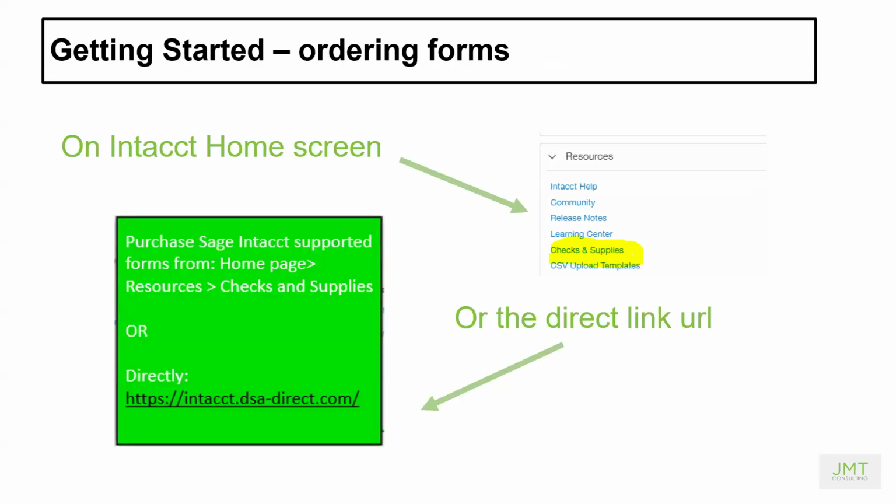So where do you get the forms from Intacct? If you're on the Intacct home screen, at the bottom right is the resources section. If you click on checks and supplies, then you'll be able to drill down to the 1099 forms from that. Or if you wish, you can use this direct link that's in this little green box, and you'll be able to also get to the Sage Intacct 1099 forms. So that's the home screen.